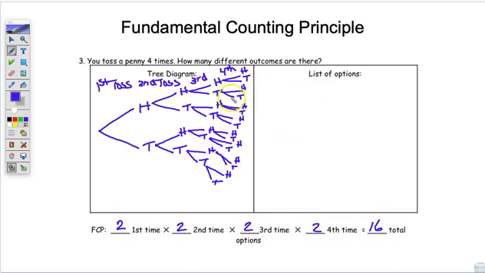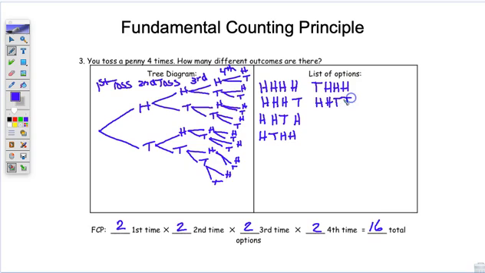You can also list all of your options just by simply following your branches. So if I followed the branch here and went straight across, I would have one option of being all heads. So there will be 4 of those. And if I continue to list everything, I will have 16 different options. So I'm going to go ahead and list all of those options. And to do this, you're simply just following your branches, making sure you're coming up with all of the different scenarios that could happen.